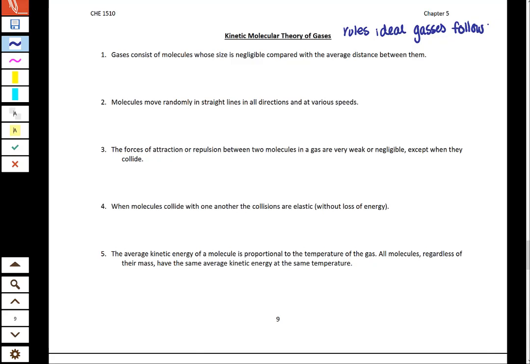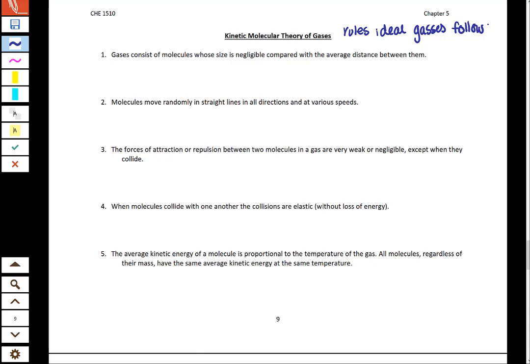Now, we assume that ideal gases follow all of these rules, but in actuality, some gases are better at following the rules than others. And these rules aren't always true, but we assume that they are because it makes the math easier. And so let's talk about these rules one at a time.